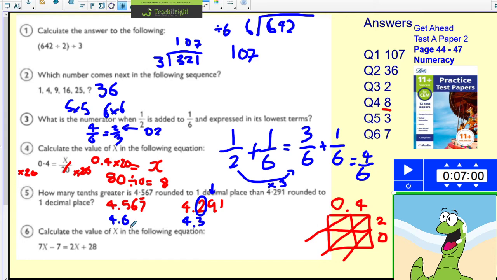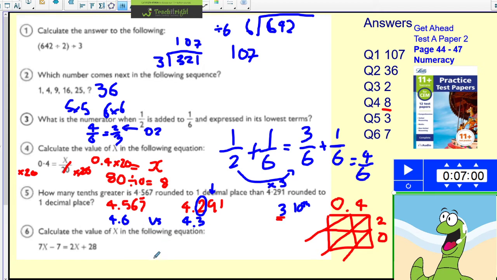So now I've got 4.6 versus 4.3. I can just take them away from each other, but actually you can probably spot that it's 0.3 bigger. But since it's asking how many tenths, that is 3 tenths. So again, the answer is 3, not 0.3. It's just 3 tenths. Okay, it's important to understand. So for clarity, I'll just say the answer is 3, because there are 3 tenths bigger.